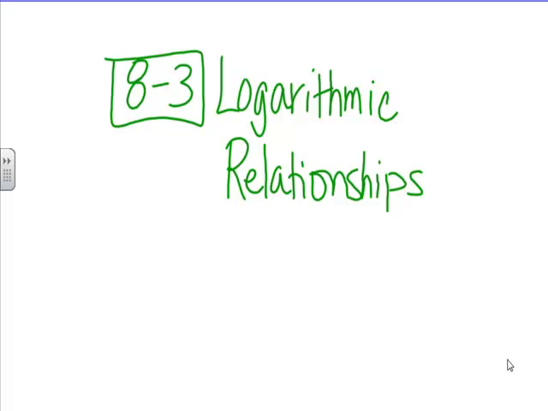Okay, here we are in section 8.3, logarithmic relationships. This is a big section, so you should do what you need to do, stop the video, take some good notes, because this is stuff that's going to come back around. I saw it on the January Regents, so here we go.